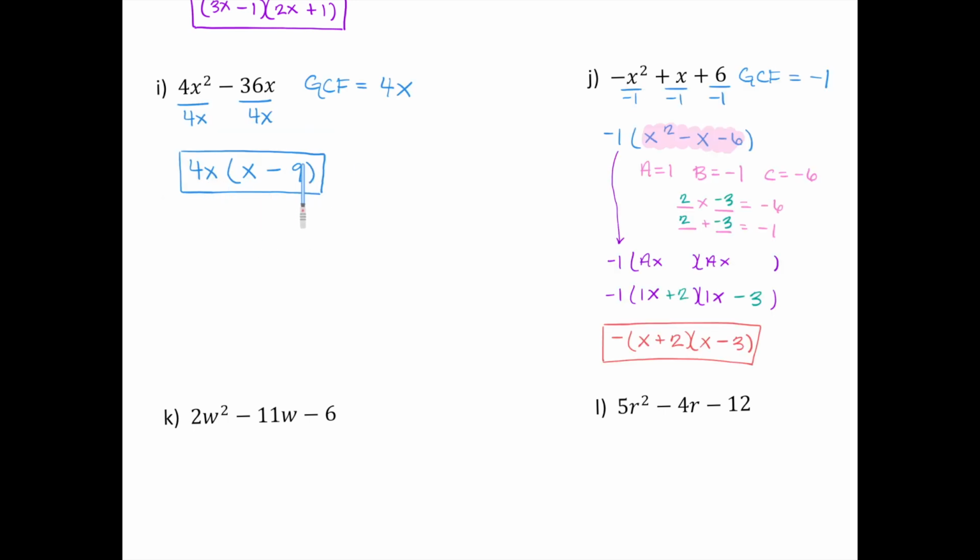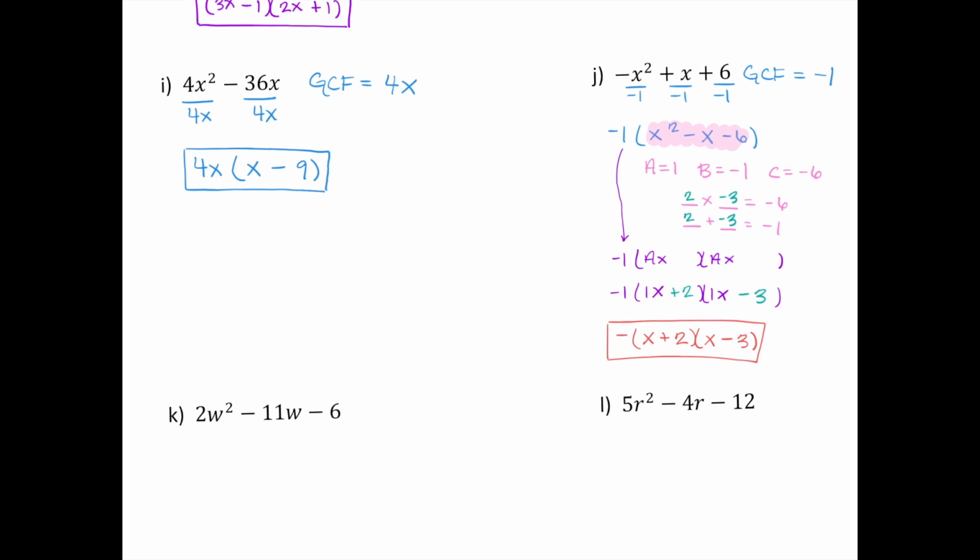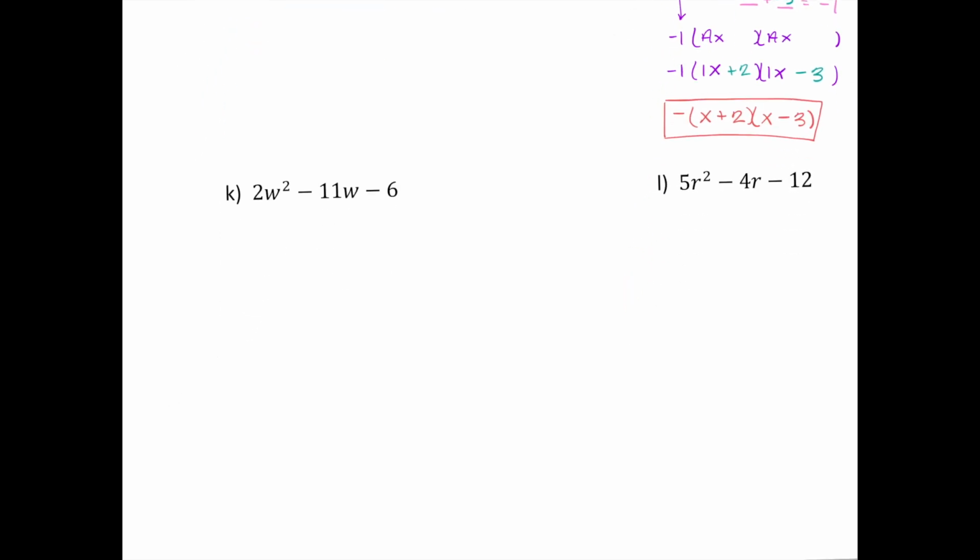The answer for the first example that you did is 4x times x minus 9. And then the answer for the last example that you did has a -1 out in front, but we don't have to write the 1, so we can just leave it as a negative. And then remember, you don't have to write the 1x and the 1x each time. You can just write it as x plus the 2 and then x minus the 3. All right, let's look at these last two examples.